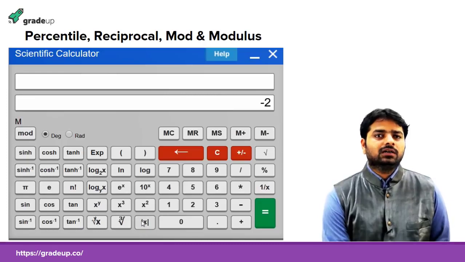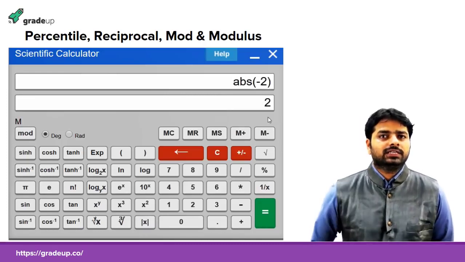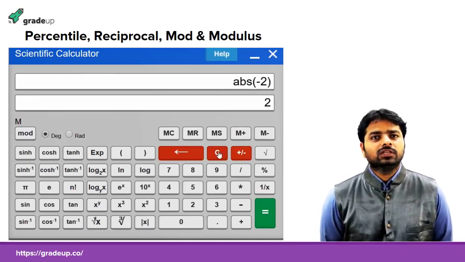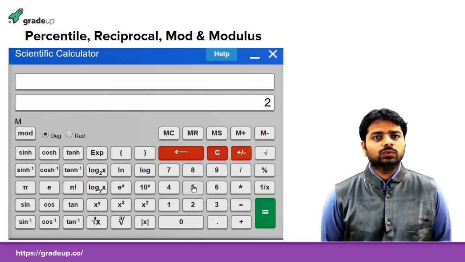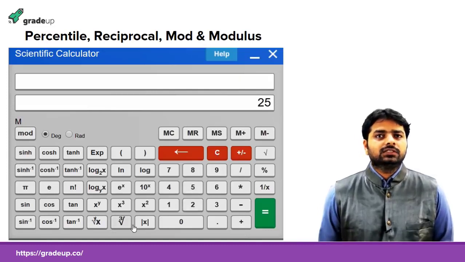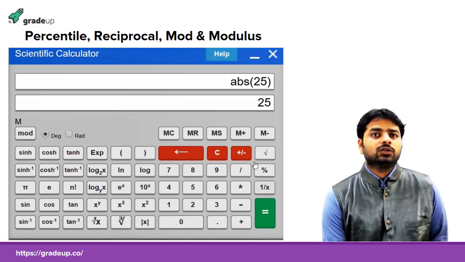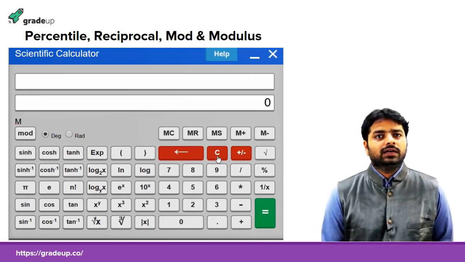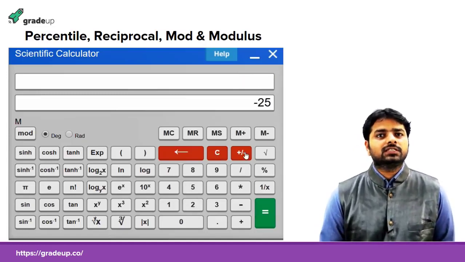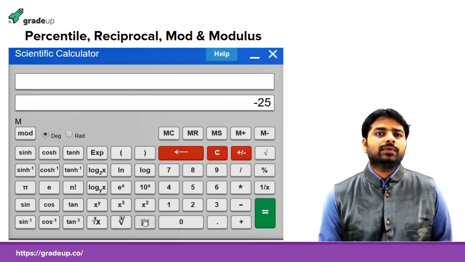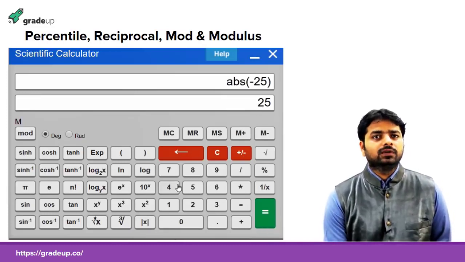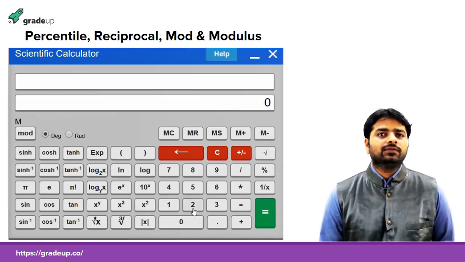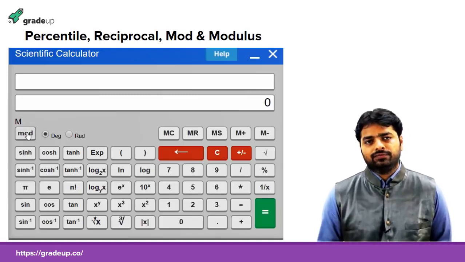Similarly, I am entering some number. Absolute value of minus 2 is 2. Then 25 entered. If I press absolute value, the absolute value of 25 is 25, and if I enter minus 25, the absolute value of minus 25 is also 25. Similarly, you can try any number, and the absolute value always generates a positive value.